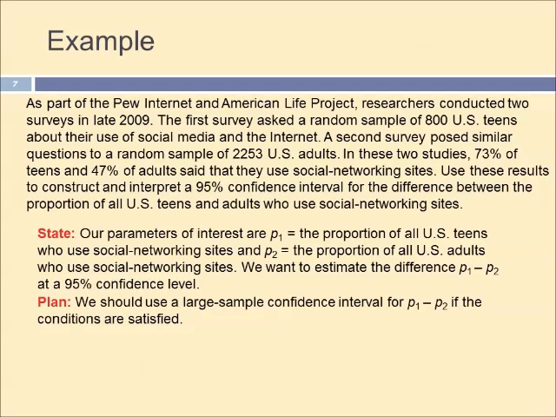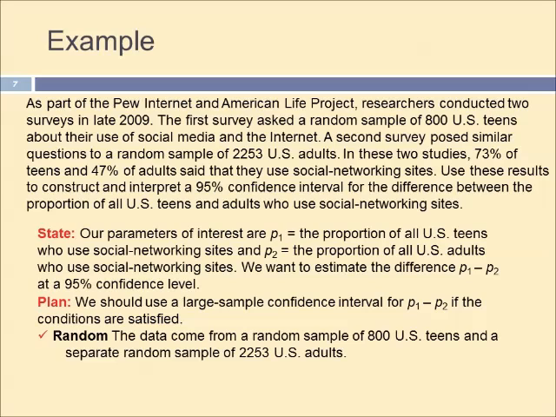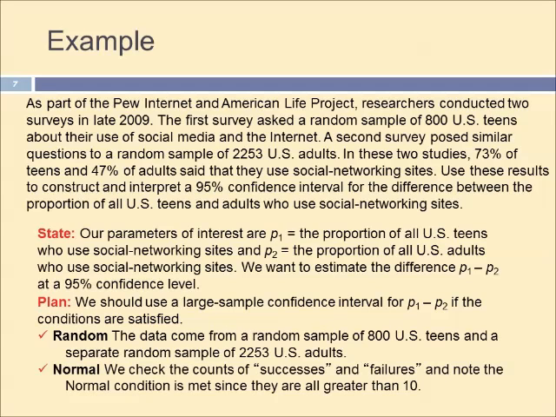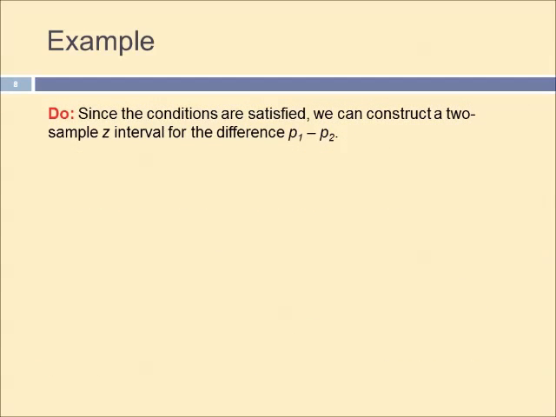So we're going to use a large sample confidence interval for p1 minus p2 if the conditions are satisfied. Is it random? Well, we're told that it's random. We count the counts of successes and failures and note that the normal condition is met since they are all greater than 10. If conditions are satisfied, we can construct a 2-sample z-interval for the difference in population proportions.